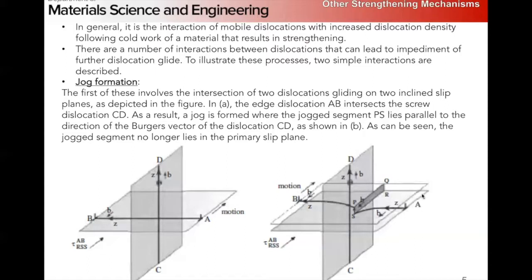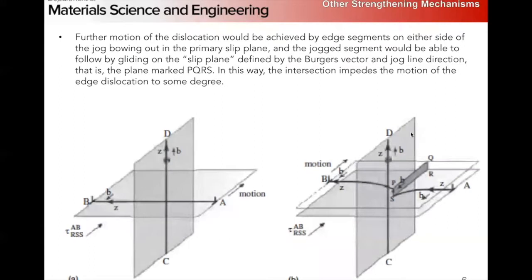So this plane here, our original slip plane, and this smaller jog slip plane, PQRS, are likely to have different resolved shear stresses, right? And if our stress is well aligned to move this dislocation on this plane, it's likely not well aligned to move this dislocation, this jogged section, on this slip plane. So this jog we'll basically have to drag along, right? And that provides some modest impediment to the motion of this edge dislocation.